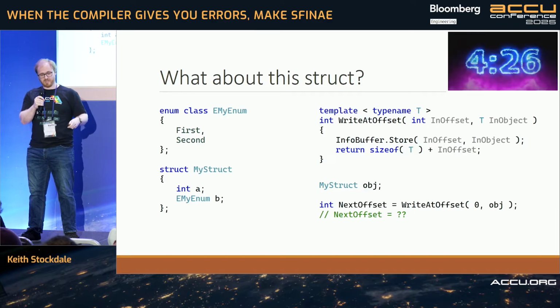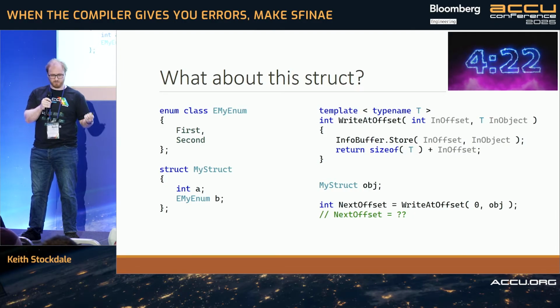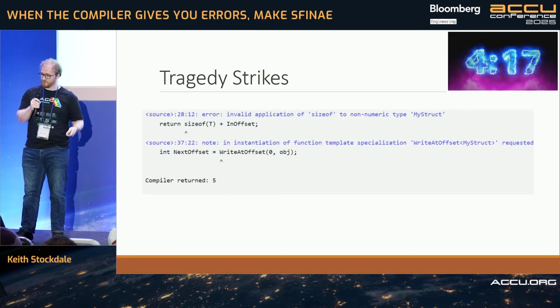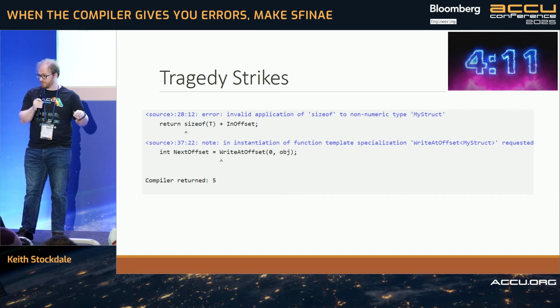So what about this struct then? We add an enum instead of bools. And the problem with this is we don't get an offset. We don't even get a program. We get a compiler error. And the error says invalid application of sizeof to non-numeric type. Now this is in fact a compiler bug. We can't actually call sizeof of any struct with an enum within it.